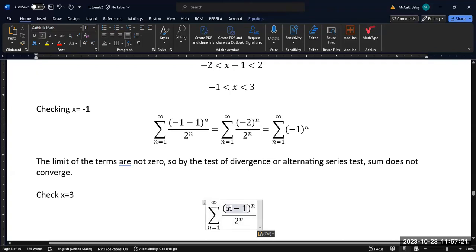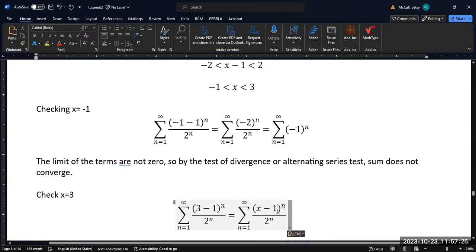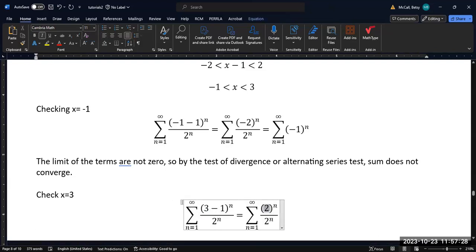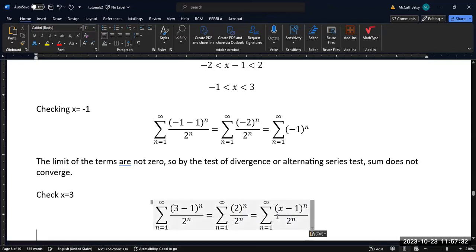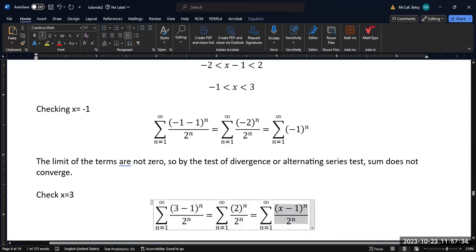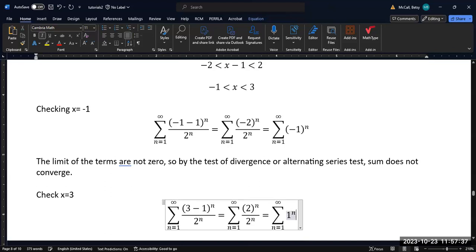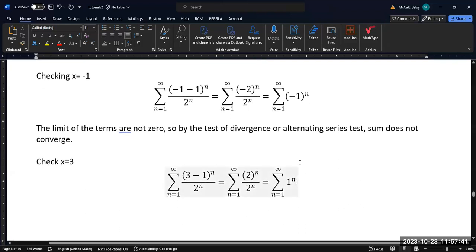If we plug in 3, then we end up with 3 minus 1 is 2, and therefore we end up with just 1 to the n. 1 to the n, of course, is 1. And so, again, we run into the same thing. The limit of the terms is not 0, and so it diverges.